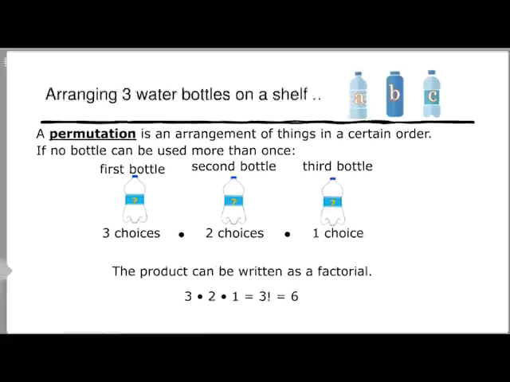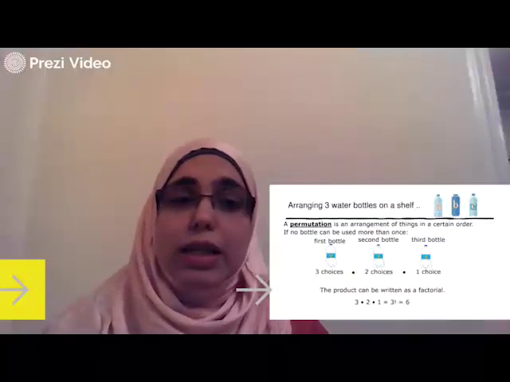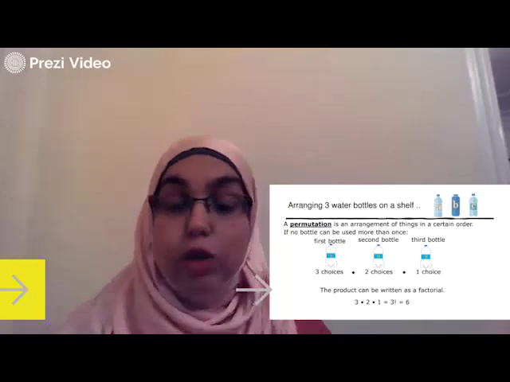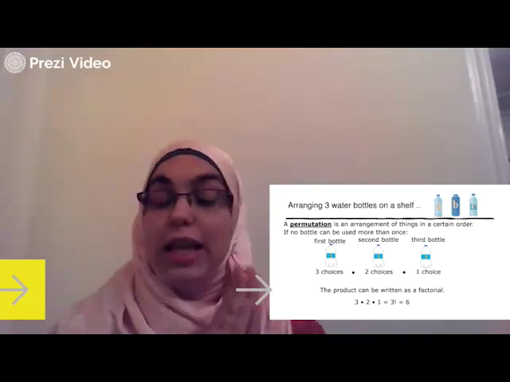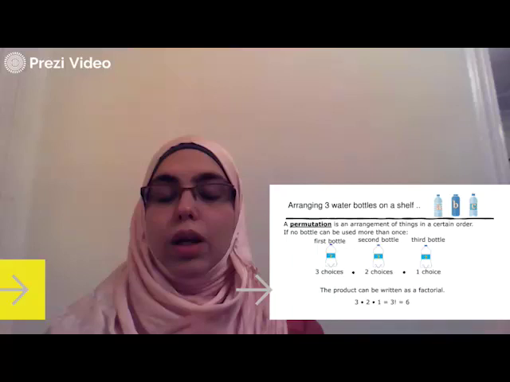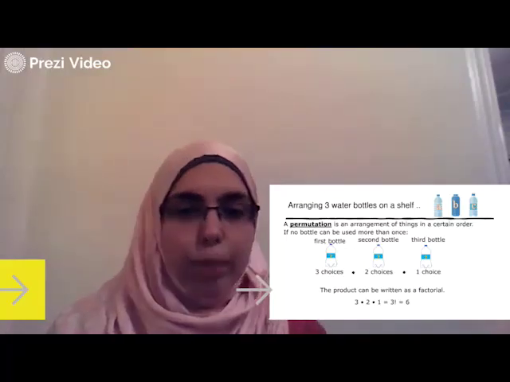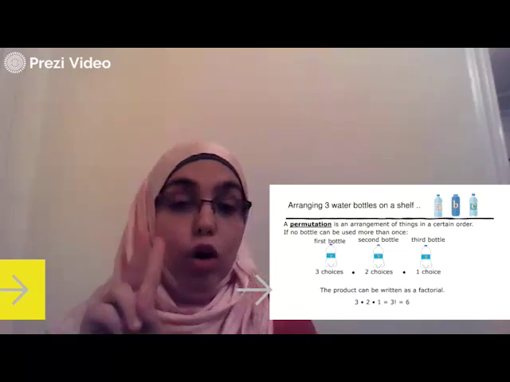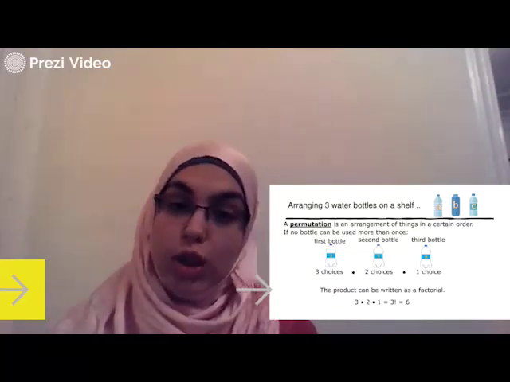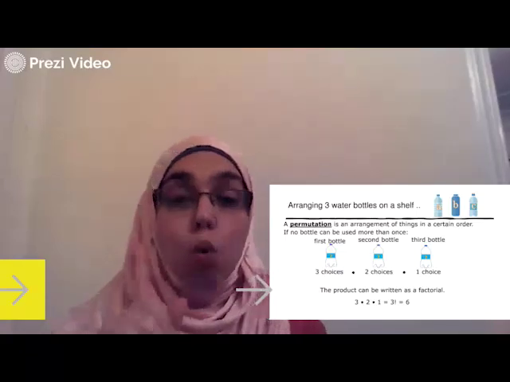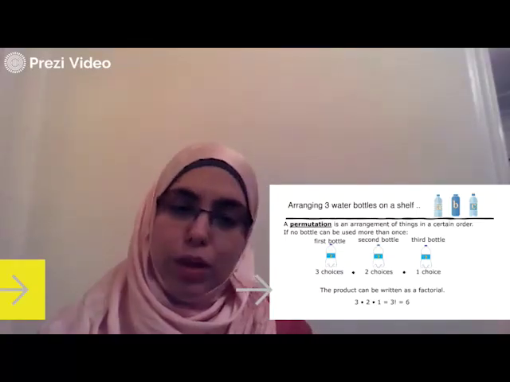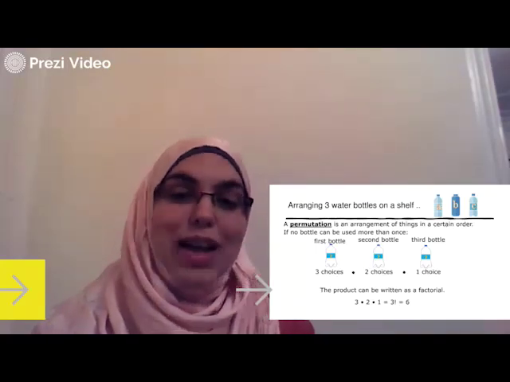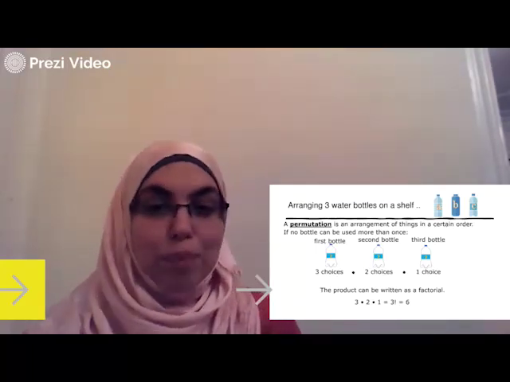So, permutation is an arrangement of things in a certain order, if no bottle can be used more than once. So, the condition is that I have no repetition. When I choose to arrange the bottles, first I have 3 choices at the beginning, then I have only 2 choices at the second position, and eventually I have 1 choice in the third position. Can we see this product as 3 times 2 times 1? It reminds us of 3 factorial.